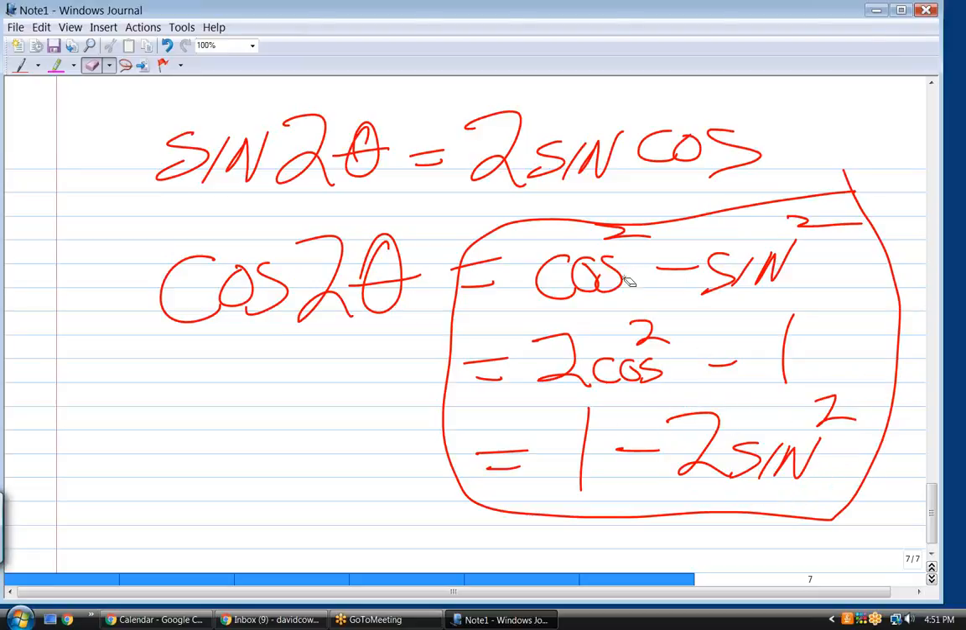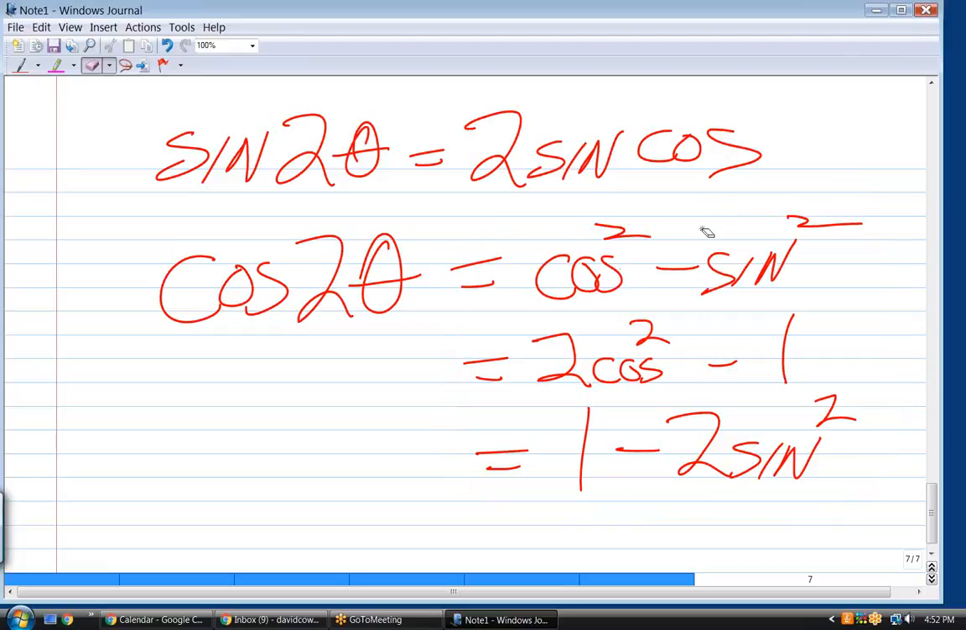And this is peculiar because your trig identity is cosine squared plus sine squared, and this is cosine squared minus sine squared. So that's the way I memorize them. Now, which one you use kind of depends on the nature of the problem.